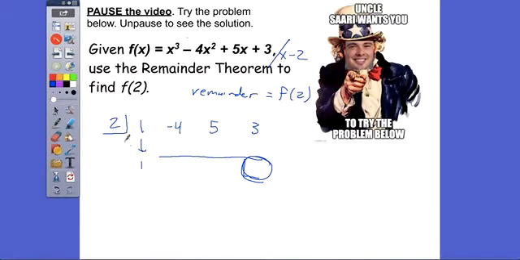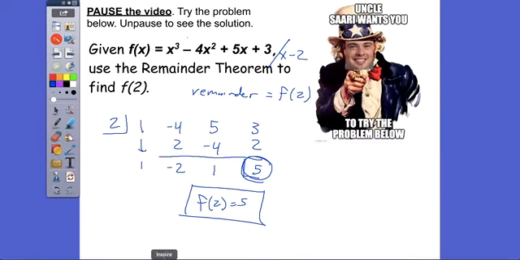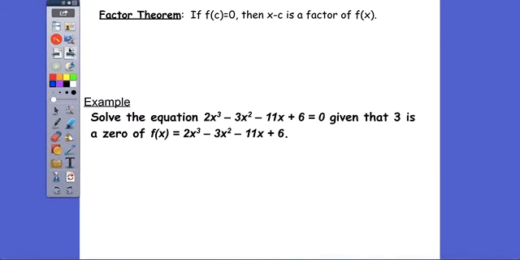Bring down our 1. 2 times 1 is 2. Negative 4 plus 2 is negative 2. 2 times negative 2 is negative 4. Add those two together. We get 1. 2 times 1 is 2. 3 plus 2 is 5. Boom, there's our answer. f of 2 equals 5. Done and done. Okay.